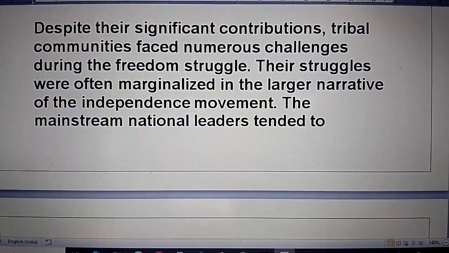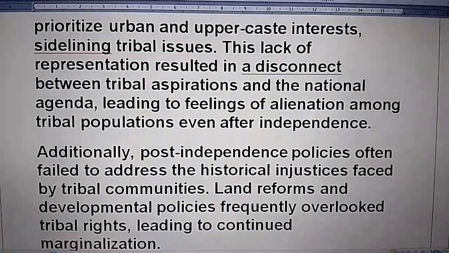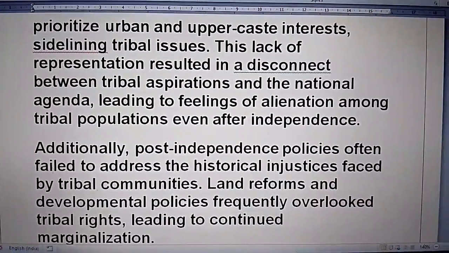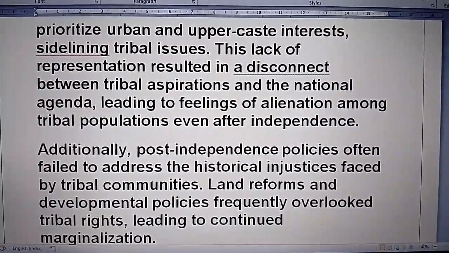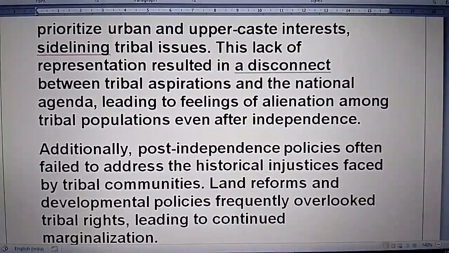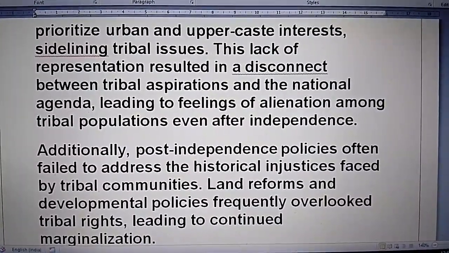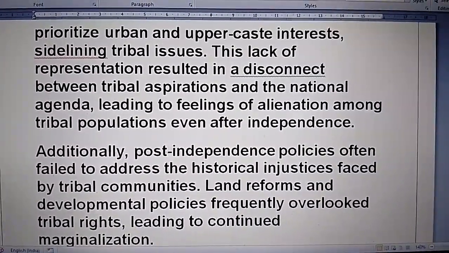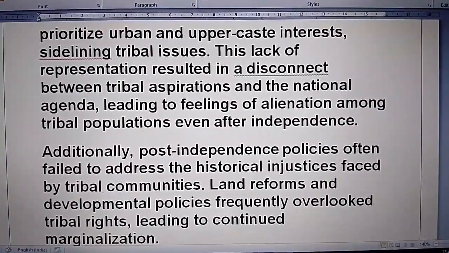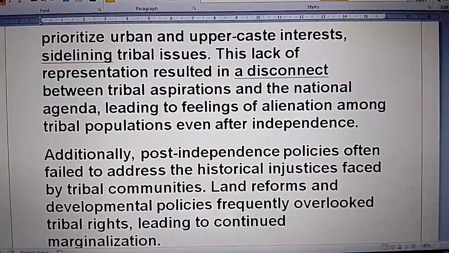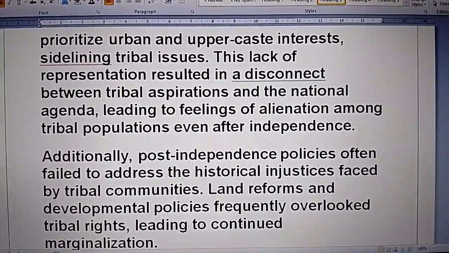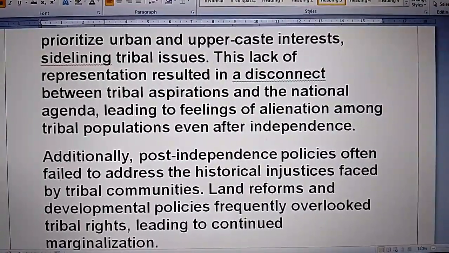The mainstream national leaders tended to prioritize urban and upper caste interests, sidelining tribal issues. This lack of representation resulted in a disconnect between tribal aspirations and the national agenda, leading to a feeling of alienation among the tribal population even after independence. Additionally, post-independence policies often failed to address the historical injustices faced by tribal communities. Land reforms and developmental policies frequently overlooked tribal rights, leading to continued marginalization.